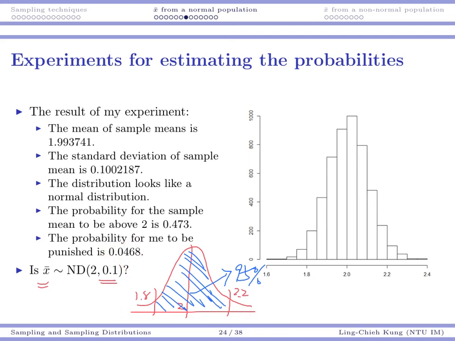The punishment rate is around 5%. And also, because the normal distribution is symmetric, the probability above 2 should be exactly 50%. 47 does not really look similar to 50%, but it's also not a very large deviation. And we know deviation should exist because this is just an experiment, right? But anyway, through this experiment, we now get an idea. It's possible that we really have a normal distribution for my sample mean. Now we want to ask whether this is always true or not.